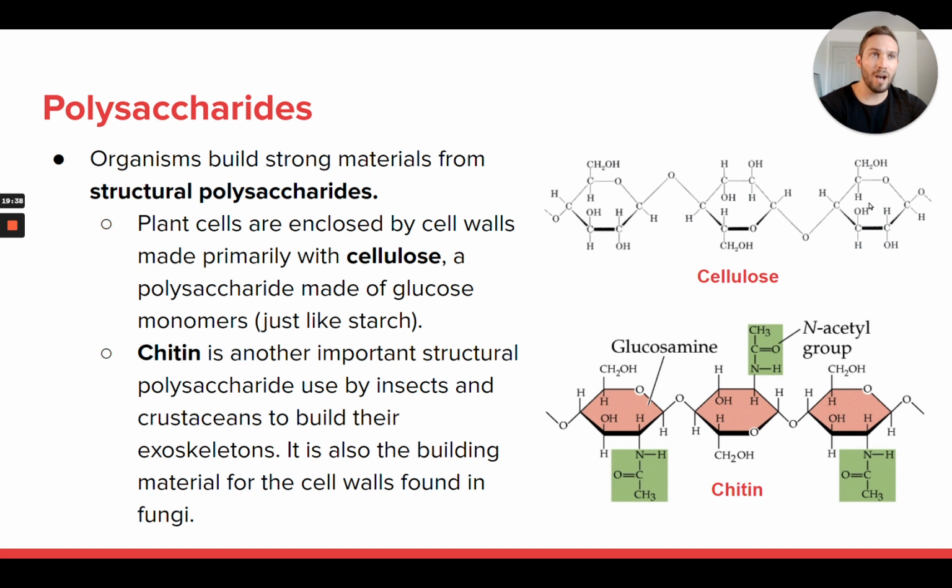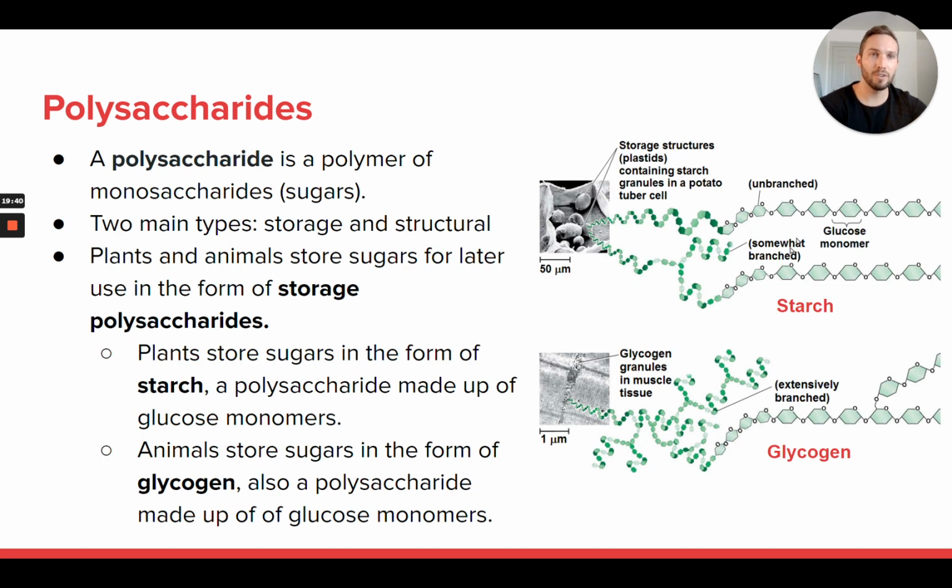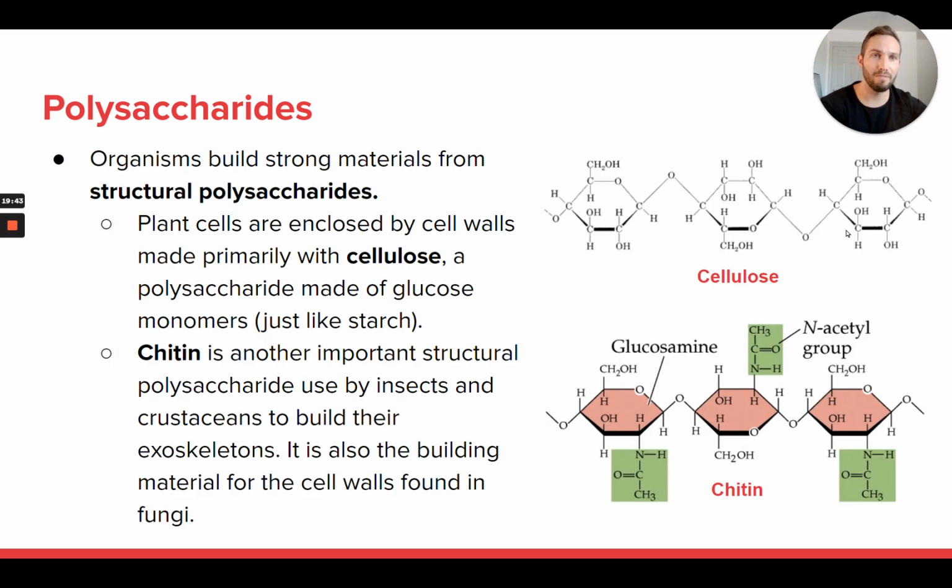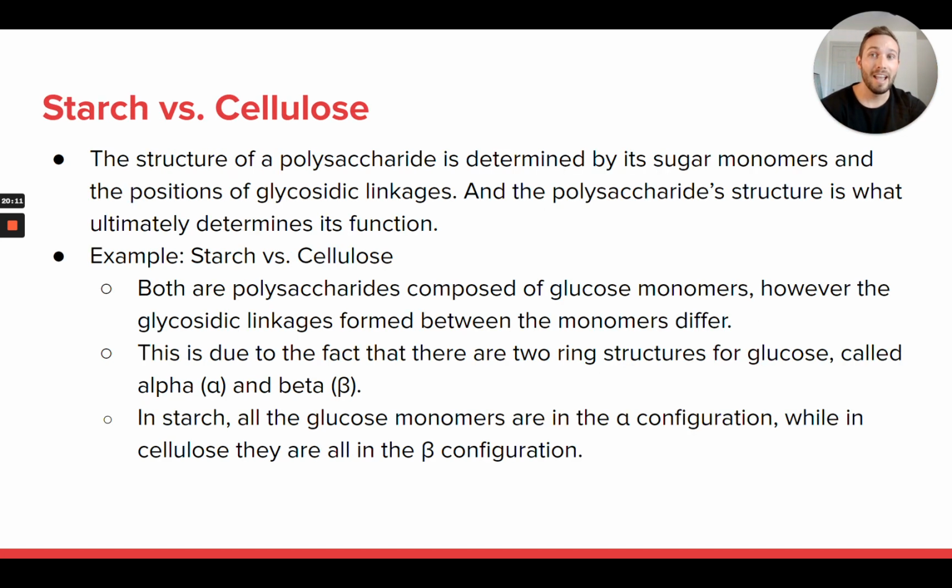And what makes them different? Why does one have a function for storing energy and one have a function of building this structural component, which is the cell wall in plant cells? Why is their function different? Their functions are different because the structure of these molecules is actually different, which I'll explain in a second. The structure of cellulose is different than the structure of starch. Even though they're both made of glucoses, their three-dimensional structure is a lot different. I'll show you that in a second.